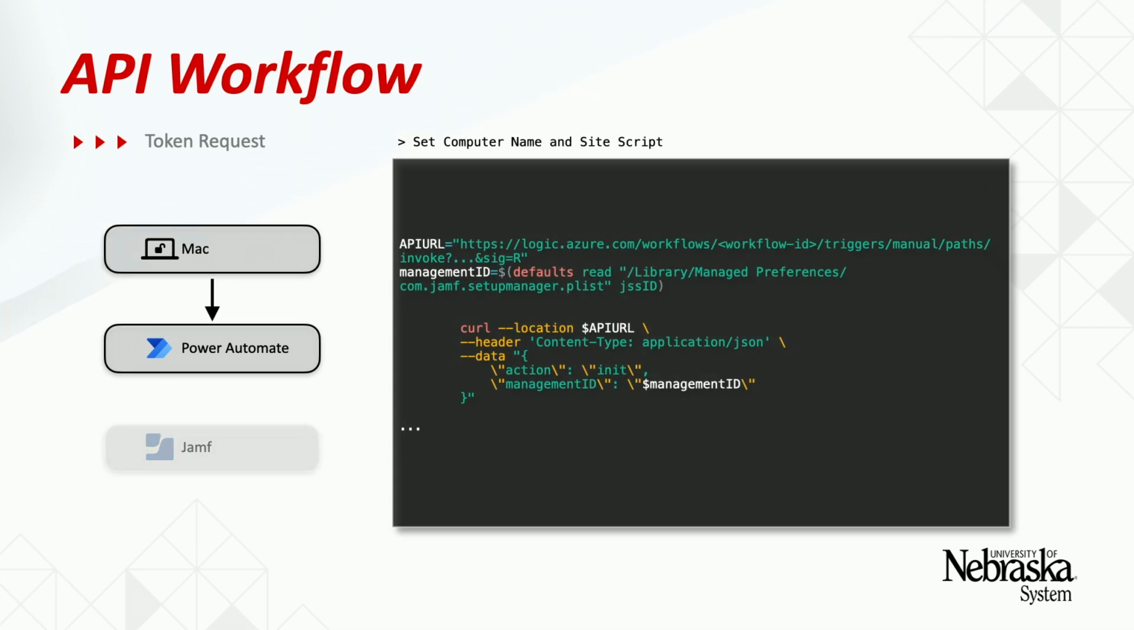So this is just a little piece of the script that we use and a highlight of how we're doing that. So we're giving it that workflow URL. This is the Power Automate flow URL that's generated when you make this flow. We're, again, taking that management ID that's passed in through that preferences file in that configuration profile. And then very simply, we're just initiating an API call, a curl command, to that URL in Power Automate. And we're giving it the action init, for initiate. And we're giving it the management ID, saying, who am I? So what do I want to do and who am I?